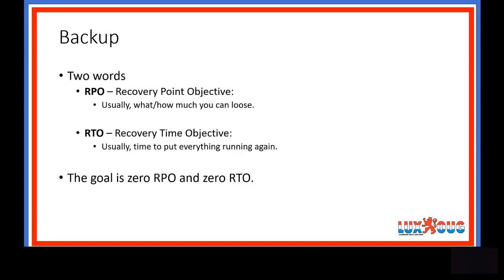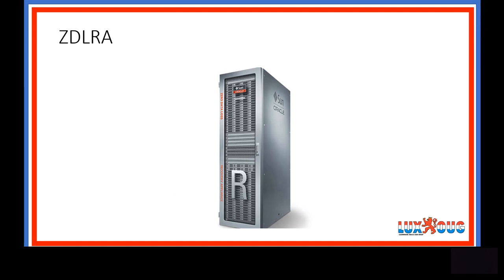So you have two terms for backup and high availability, by the way. RPO, recovery point objective, that usually means how much or what you can lose. And recovery time objective usually means the time that you need to put everything running again. The goal in every environment is to have zero RPO and zero RTO. So you lose nothing. And if you have some problem, some downtime or whatever in your primary site or where you're running, you have a standby running that you can just switch and everything continues to work without impact. This is the goal. But how can zero data loss help with this?